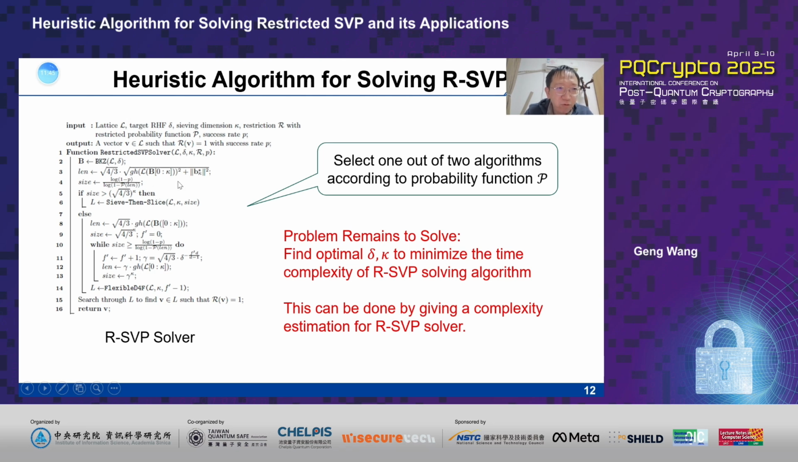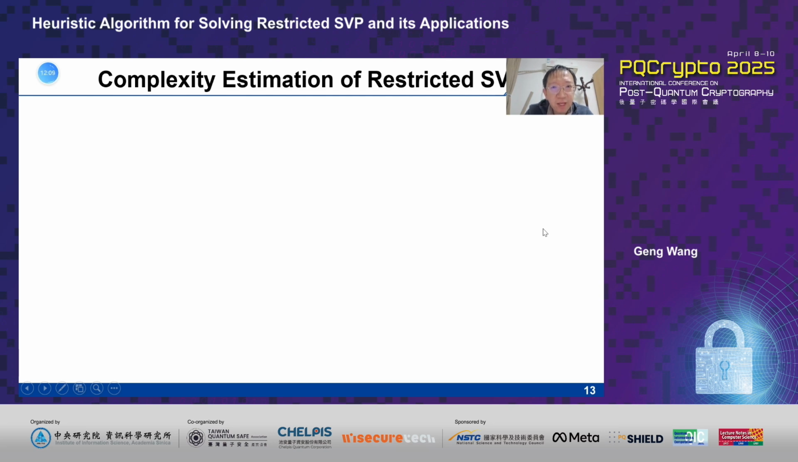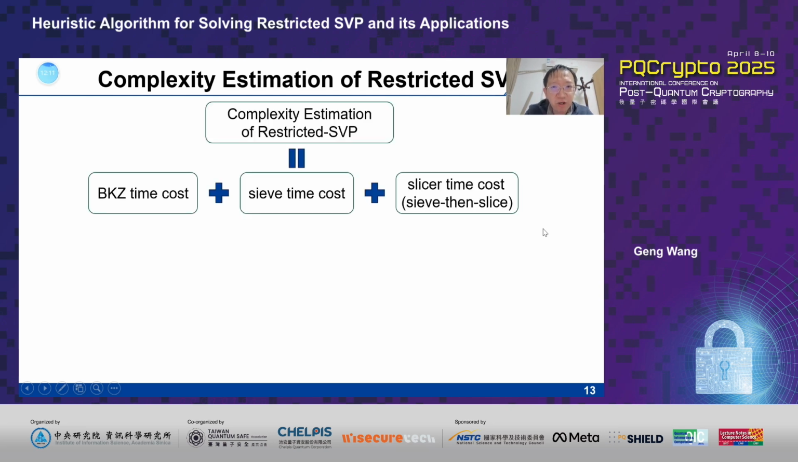In order to optimize the time cost of this algorithm, we should optimize the two values. This can be done by giving a complexity estimation for the RSVP solver. Then we can simply do exhaustive search on the two values of delta and kappa to minimize the time complexity of the RSVP solving algorithm. The time complexity estimation of restricted SVP is not too hard, since it can be obtained from the PQZ time cost, the sieving time cost and the slicer time cost if we use sieve-then-slice.